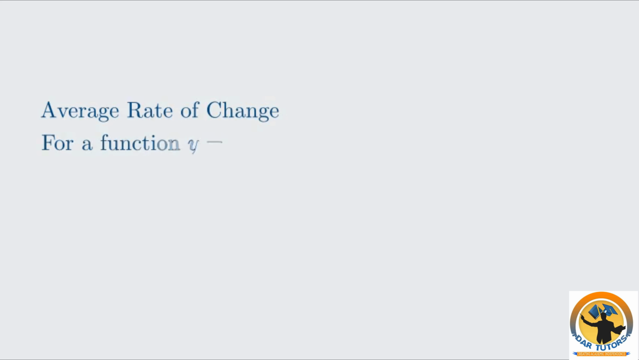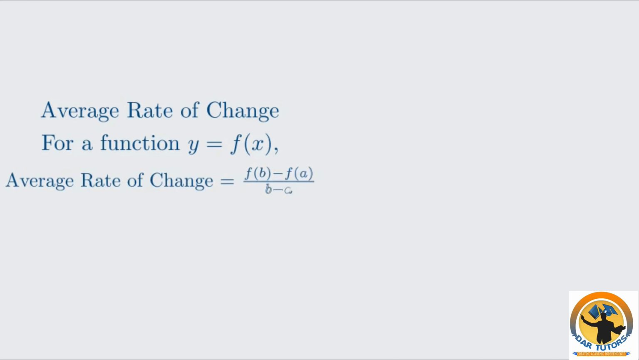Let's connect this to the language of functions. If we have a function y equals f of x, the average rate of change from x equals a to x equals b has a specific formula. The average rate of change is given by f of b minus f of a, all divided by b minus a. This formula should look familiar. It's the same formula we use to find the gradient of a straight line.